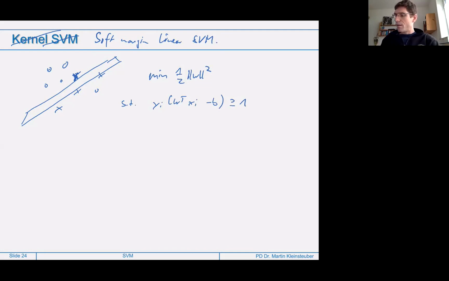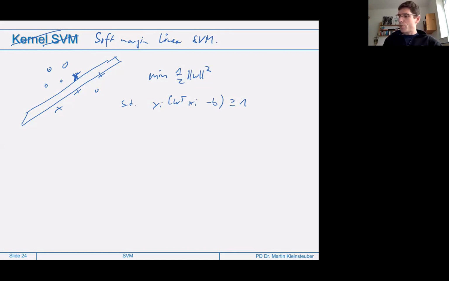And if the data was not linearly separable, the intersection of the set of constraints would be empty, right? So we would not find a W star and a b star such that there would exist any solution that would satisfy any of these constraints.